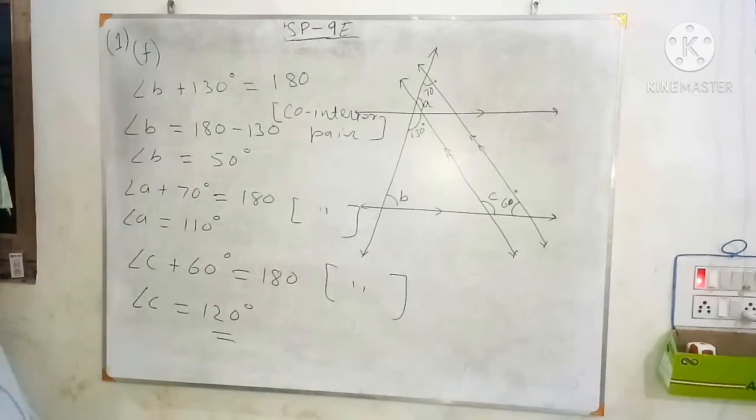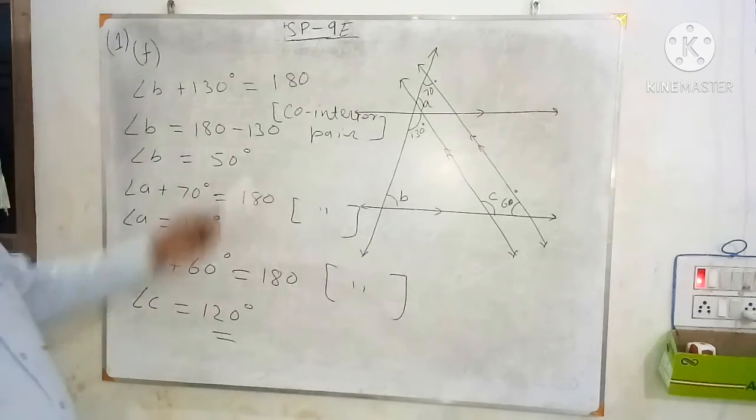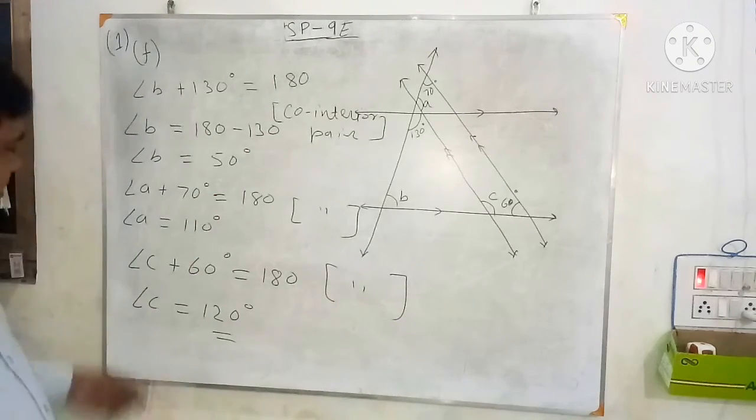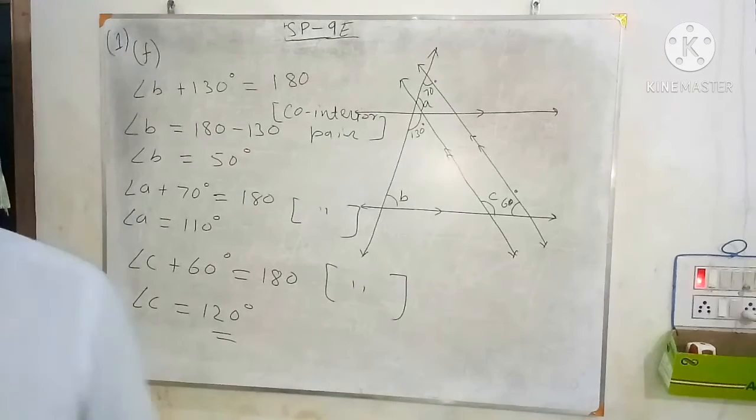Now see, we have found all the angles. Angle B is 50 degree, angle A is 110 degree, angle C is 120 degree. Now we do question number 2. Find angle CBQ.